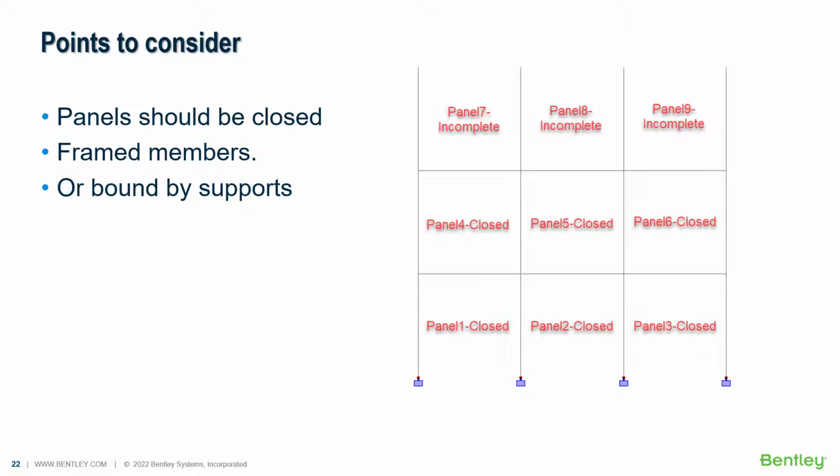So, in this case, panel 1, 2, 3, etc. are closed because they have supports on one side. Panel 4, 5 and 6 are also closed because they have frame members on all four sides. Panel 7, 8 and 9 are incomplete since the fourth edge is open here. Once the program identifies a closed panel, it has to find a tributary area to distribute the pressure. So let's see how to do that.